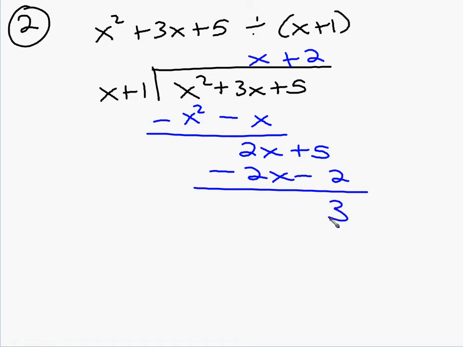What do I do with the remainder? Anybody know? The remainder becomes an additional term. I would write plus 3 over what I divided by. Just like that. And that would be your final answer on that one. So you put whatever your remainder is back over what you divided by at the end as an additional term. All right, that's how you write that answer.